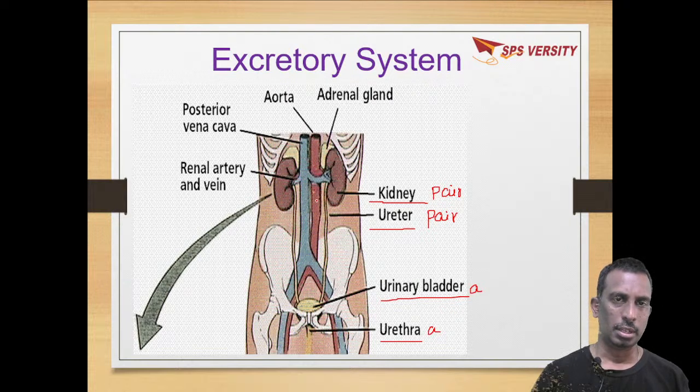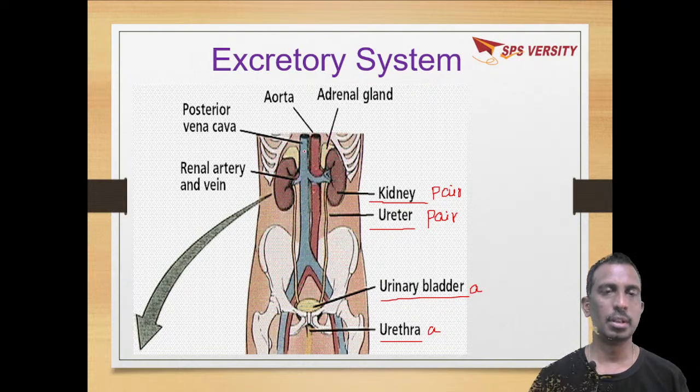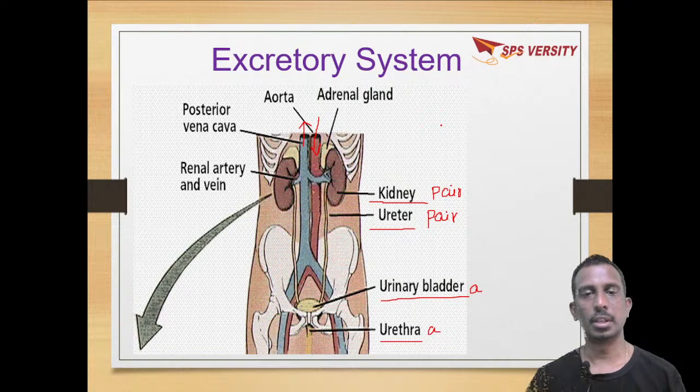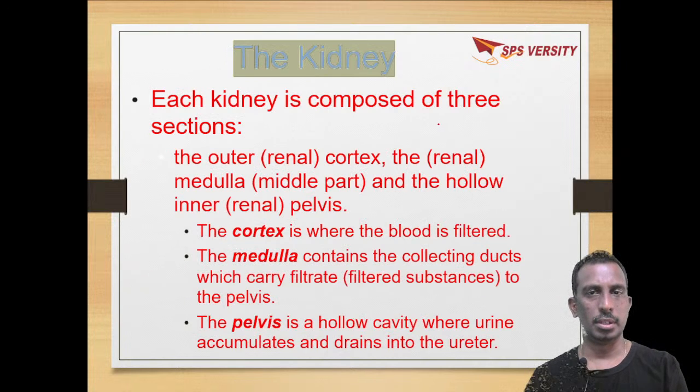And the blood supply, the renal artery and renal vein, goes to the right kidney and the left kidney. Blood is supplied through the renal artery, and blood is taken away from the kidneys through the renal veins. This is the posterior vena cava, which collects blood from the kidneys, and this is the aorta, which supplies blood to the kidneys. So kidneys play an important role in the excretion of human beings.